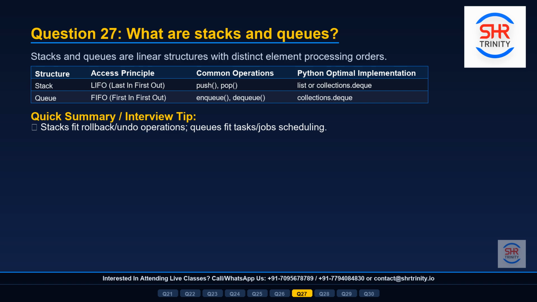Python lists and collections.deque both work well for stacks. A queue follows the first in first out principle, or FIFO. Think of people standing in line at a ticket counter. The first person in line gets served first. Collections.deque is the most efficient Python implementation for queues. Stacks are perfect for undo systems, browser history, and expression parsing. Queues are perfect for task scheduling and message processing.